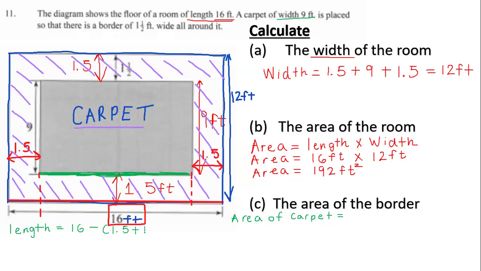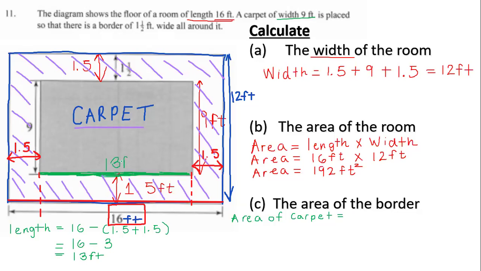So 1.5 and 1.5. What did you get for the length? So the length is going to be equal to 14 feet? Not 14. I don't think it's 14. 1.5 plus 1.5 is 3, right? Yes, sir. And 16 minus 3 is 13 feet. All right, so that's the length of the carpet. So the length of the carpet is 13 feet.